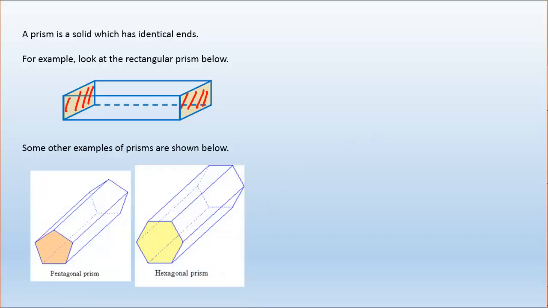So we have a pentagonal prism here, and we can see that the end here is the same as the end over here, and with the hexagonal prism we can also see that this end is the same as that end. Notice all of the sides are made up of rectangles in this particular set of shapes.